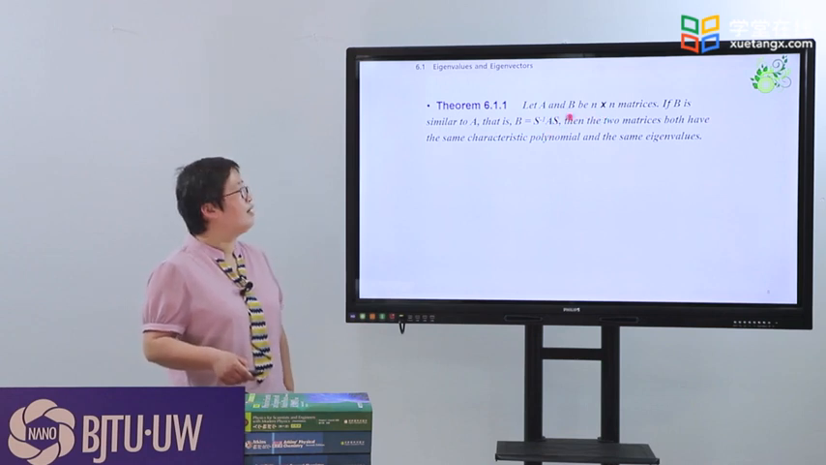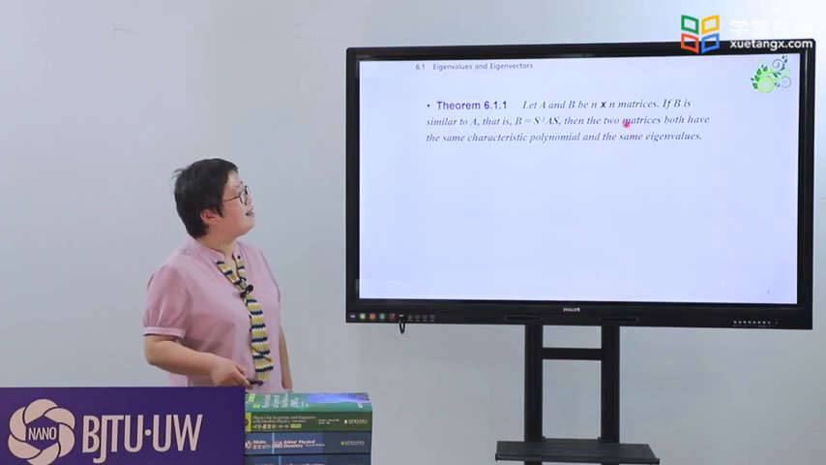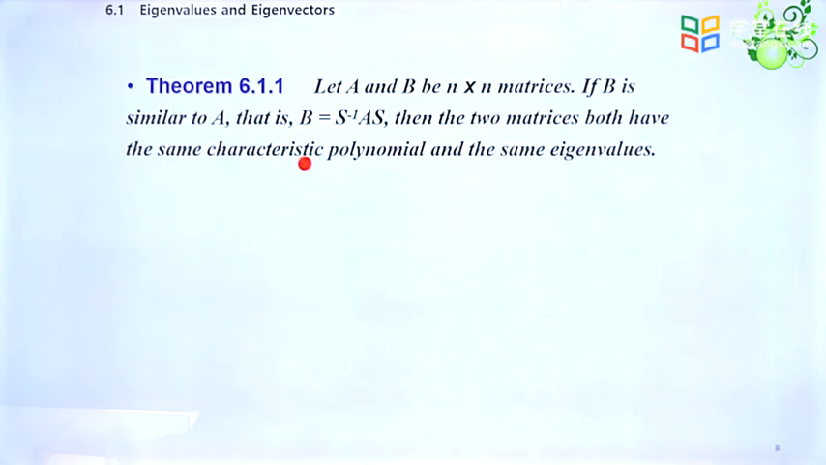For an invertible matrix S, we claim that they have the same characteristic polynomial: the determinant of A minus lambda I and the determinant of B minus lambda I are the same. Because they are the same, they have the same eigenvalues. We see the proof together.